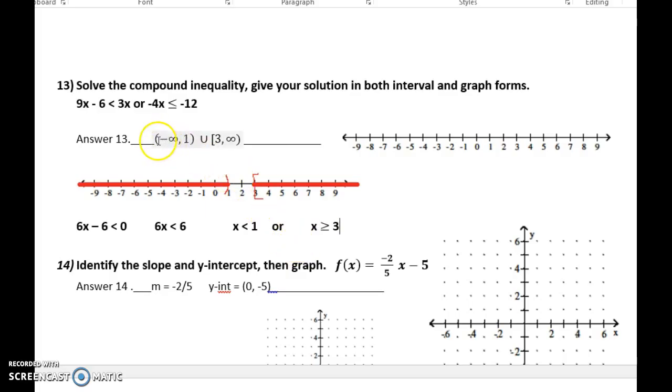And so in interval form, it would look like this. You use the parentheses around the 1 because x is strictly less than 1, and a bracket around the 3 because x is greater than or equal to 3. So you want to include 3 in the answer. And then in graph form, you're just shading in the numbers that are part of the solution. Make sure you do a bracket at 3 and the parentheses at 1.